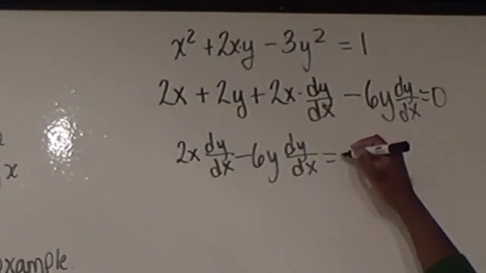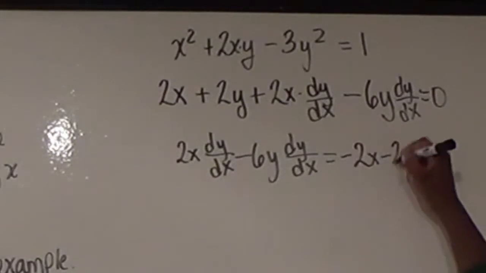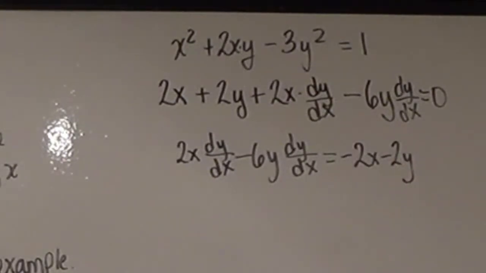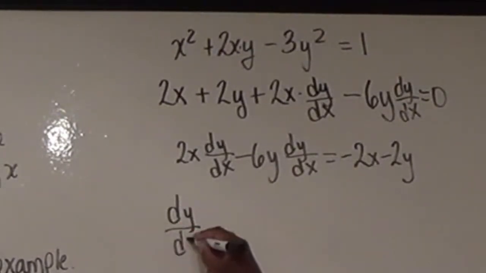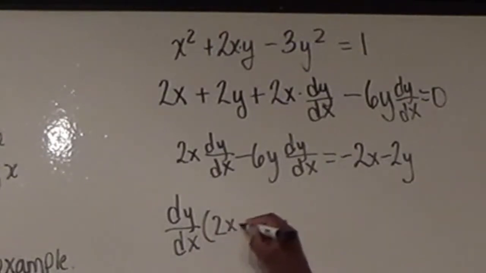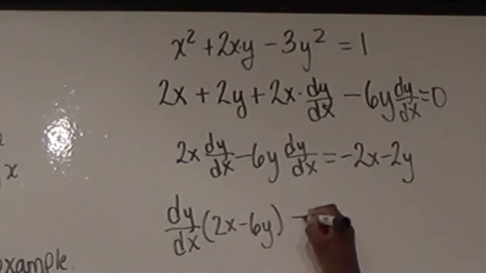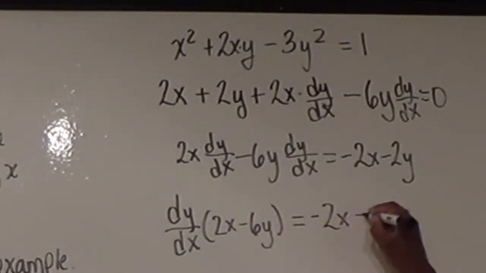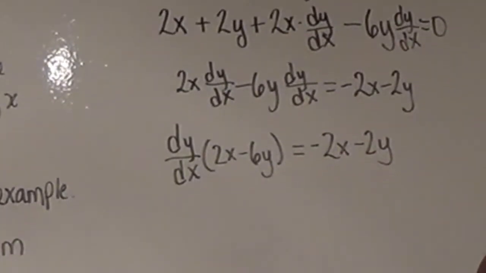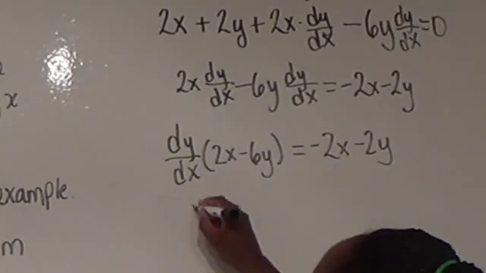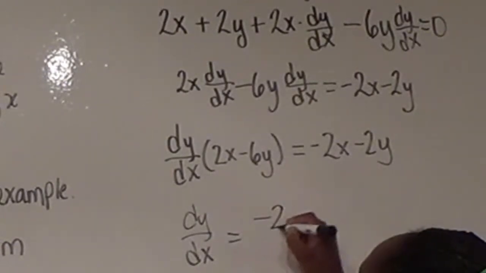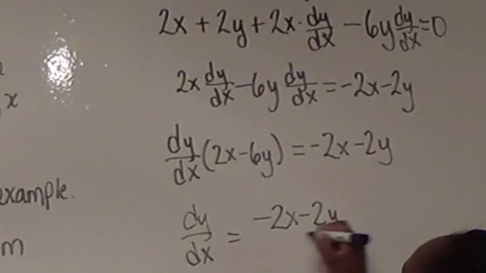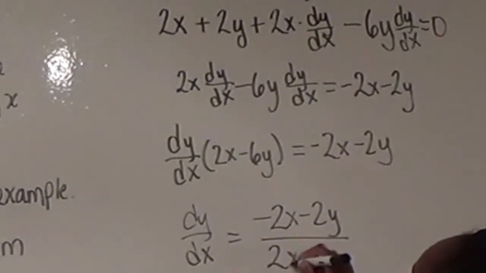And everything else on the other side. Okay. I'm going to factor out the dy dx so that we can solve for that term. Okay. So dy dx will equal negative 2x minus 2y over 2x minus 6y.